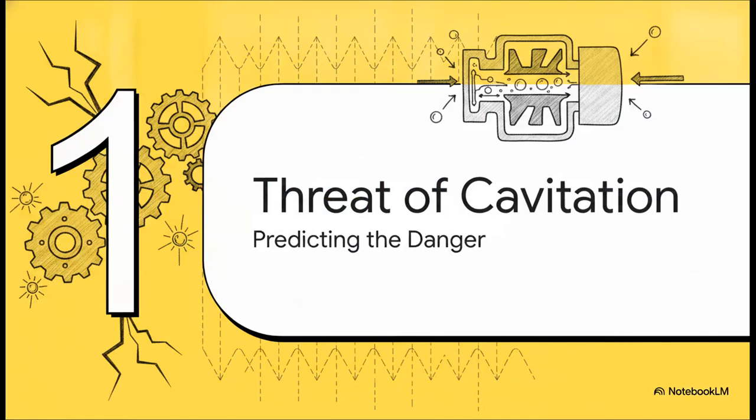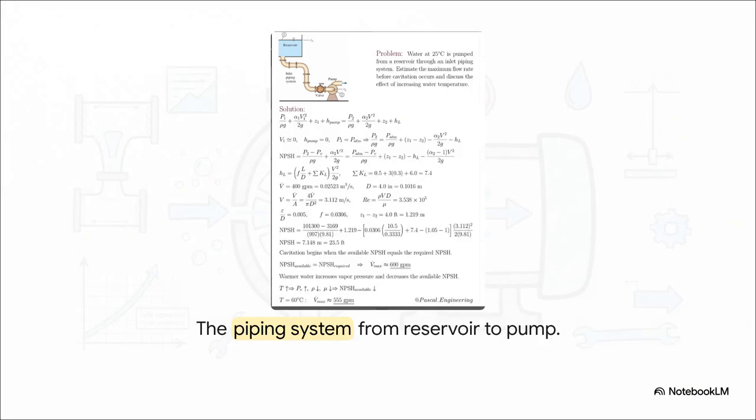Section 1. The threat of cavitation. Predicting the danger. To defeat this silent mechanical killer, we have to predict where it strikes before it happens, right? Cavitation isn't just bad luck. It's a completely predictable physical phenomenon governed by pressure and temperature. Let's look at the specific setup we're trying to protect today.